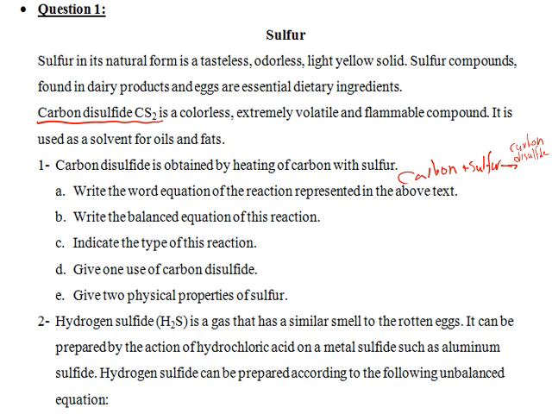Write the balanced equation of the reaction. We have sulfur S plus carbon C gives CS2. So simply you have to multiply S by 2 in order to be balanced. Indicate the type of this reaction. As you see, the two mix to give one product, which is called a synthesis reaction, or you can say, for example, a combination reaction.